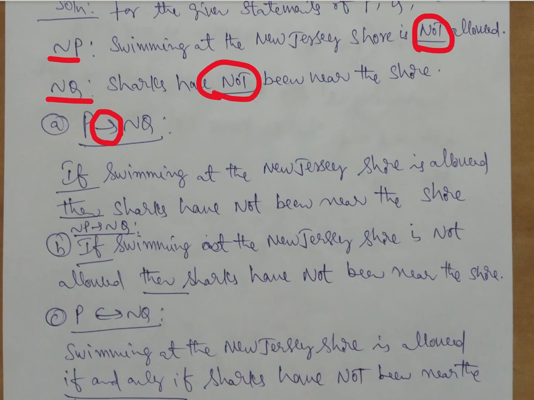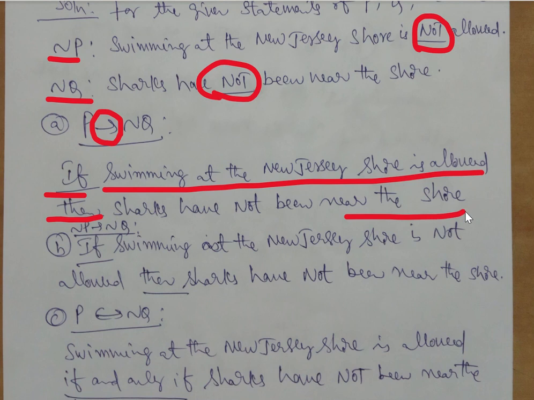So what is the implication definition? If P, then this. So write the P as it is: swimming at the New Jersey shore is allowed. Nothing else has been done here. We just copied it. Next, then. What is then? Negation Q. Just now we have seen what negation Q is: sharks have not been near the shore. Just add that. That's all, nothing else has been done.